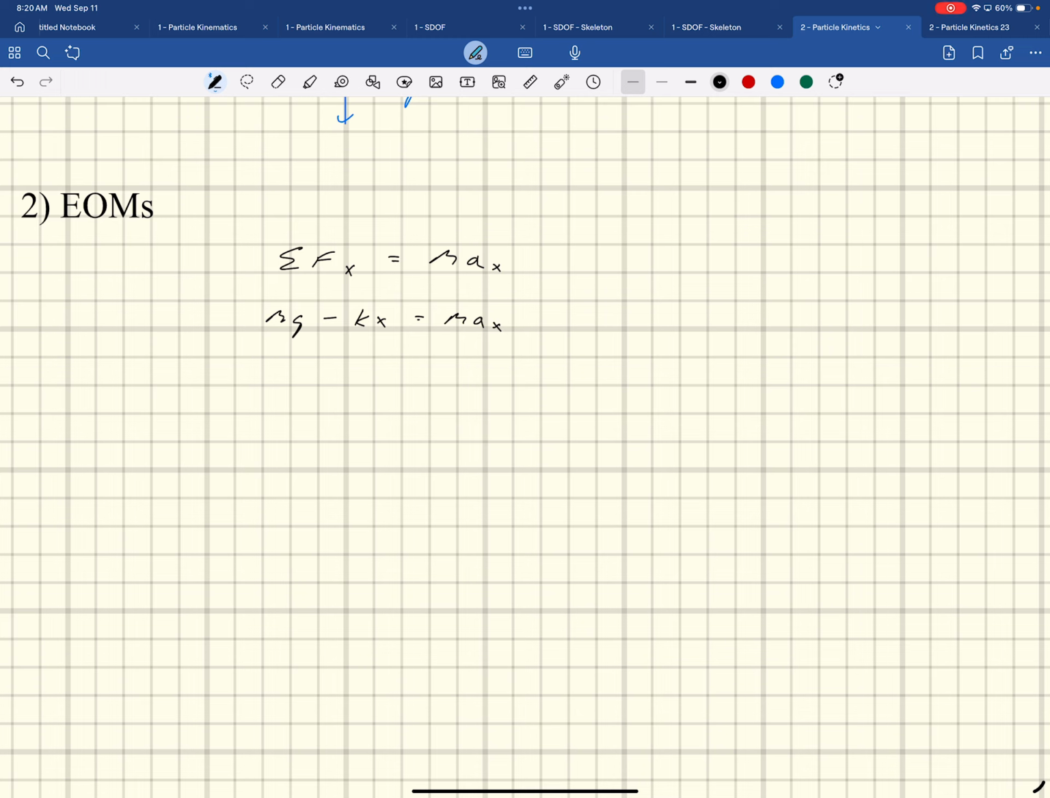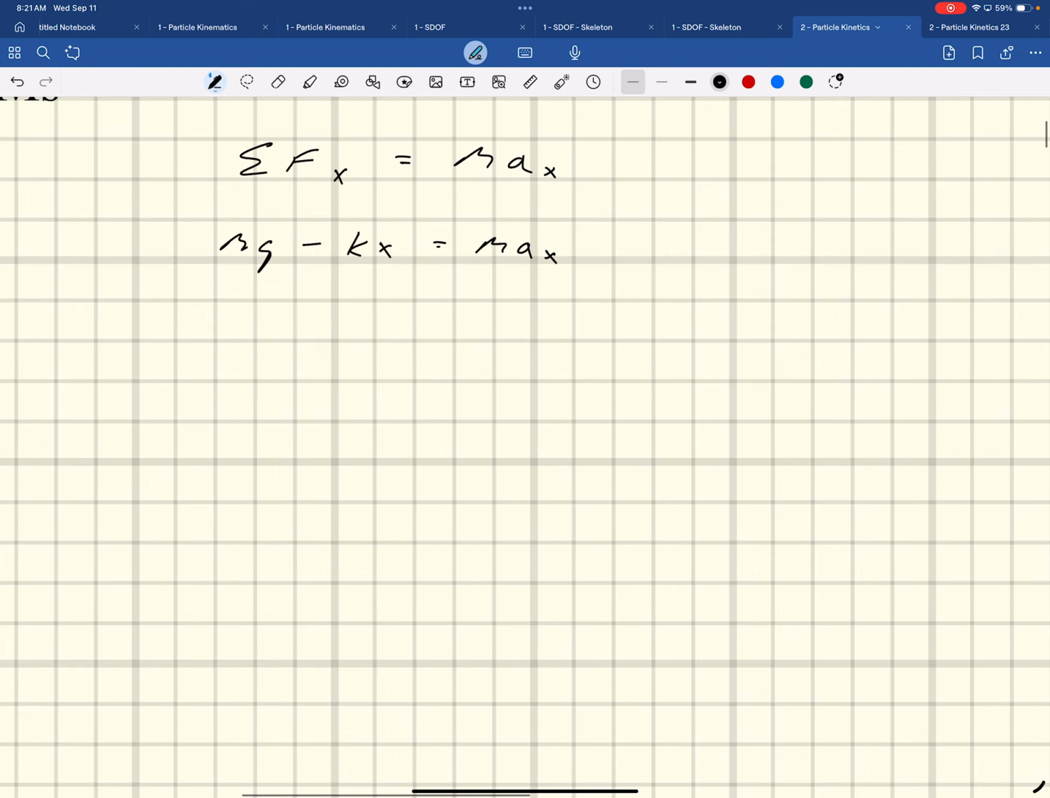Okay? And at this point, again, we're getting ready for some kinematics. I need a_x. I need the acceleration as a function of something. And so at this point, I just divide both sides by mass, right? And there's my acceleration equation. a_x is equal to g minus k over m times x. I don't know why I'm boxing it, maybe it's just because it's important. So that's my acceleration equation, right?